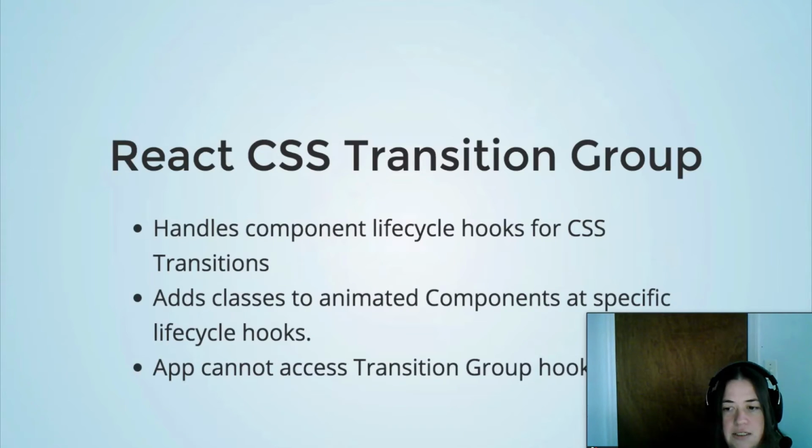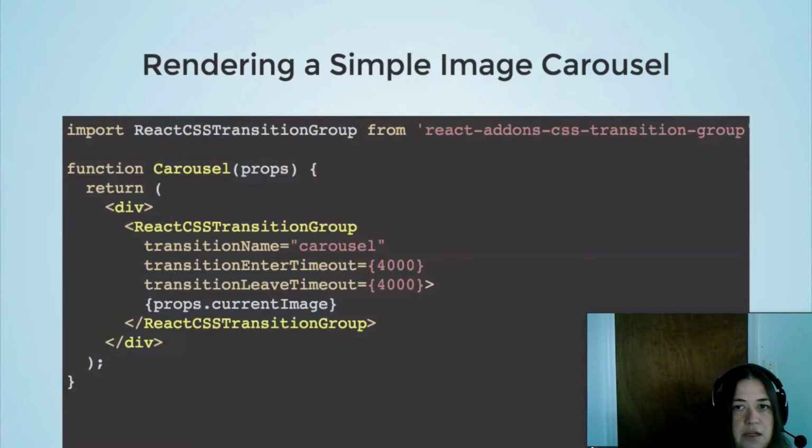So we can see an example of this by rendering a simple image carousel. So here we have our CSS transition group. There are some important parameters needed on our CSS transition group. We must give it a transition name. Here we have given it the name carousel. And that carousel is going to be used so we can do our CSS styling for those CSS transitions.